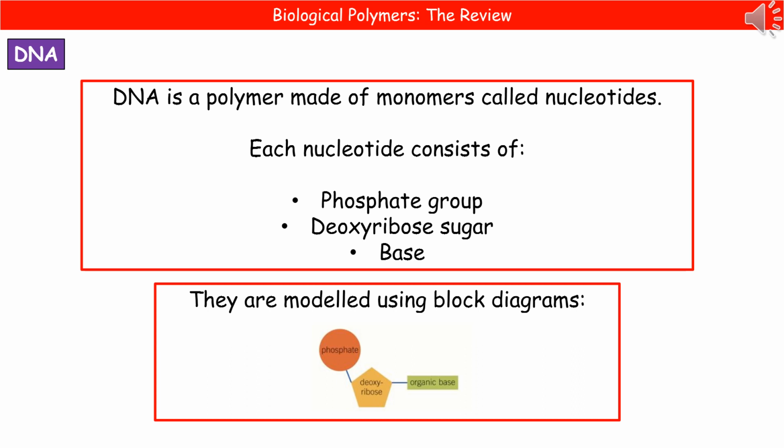So DNA is a polymer made from the monomers called nucleotides. And if you remember, a nucleotide consists of a phosphate group, which is represented by the circle at the bottom, the deoxyribose sugar, which is the little pentagon, and then we've also got the organic base, which is the rectangle sticking off the side. So we use those block diagrams to represent our nucleotide when we're drawing these diagrams of it.